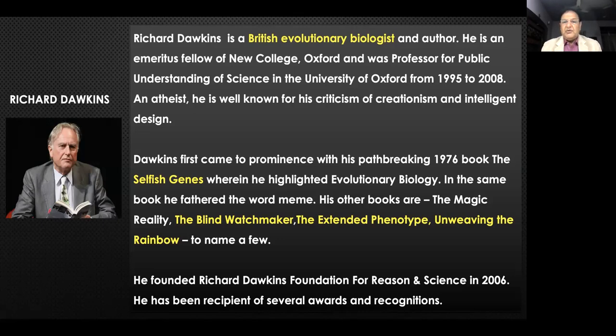Dawkins first came into prominence with his path-breaking 1976 book, The Selfish Gene. I have read that book, and I would definitely recommend everybody to read it, because it came up with very mind-opening arguments and details. His other books are also pretty good: The Magic of Reality, The Blind Watchmaker, The Extended Phenotype, and Unweaving the Rainbow. So he's very well known, and it would be interesting to see what exactly he's going to say about what he calls the God delusion in the book.